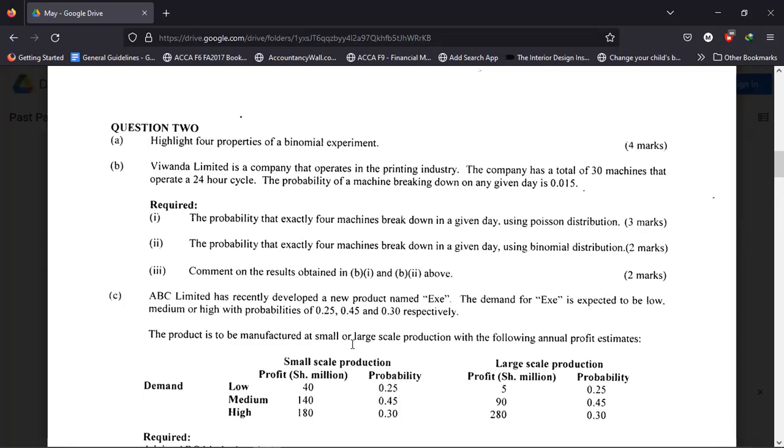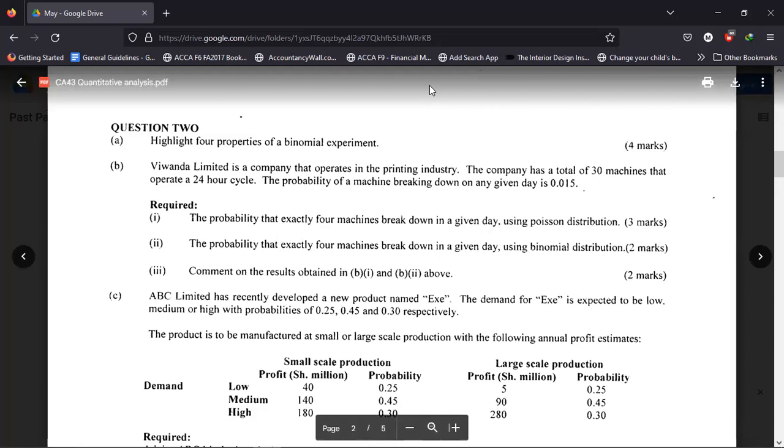Now, very good. It is a good question, because the examiner was able to tell you the company has a total of 30 machines that operate a 24-hour cycle. So the probability of a machine breaking down is 0.015. And you can see the examiner has already given you the probability of success, which is 0.015.